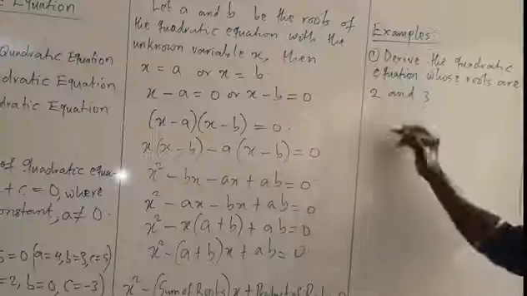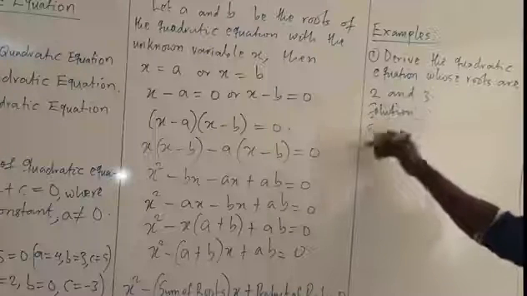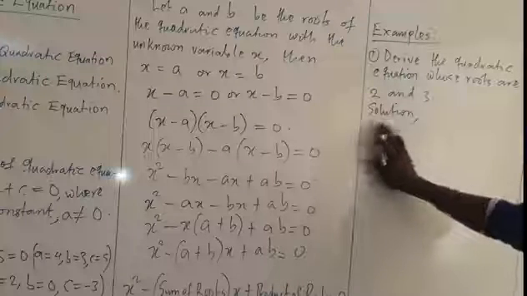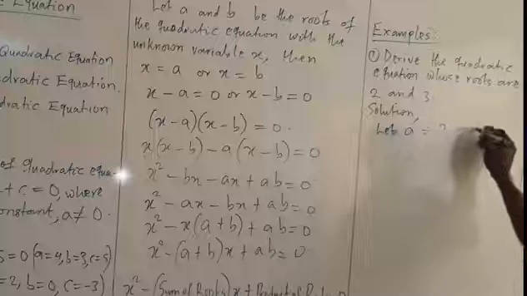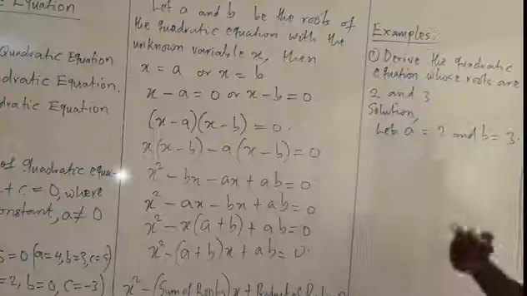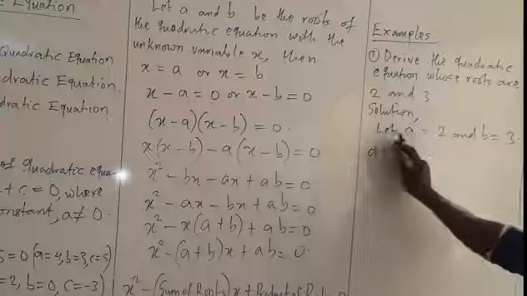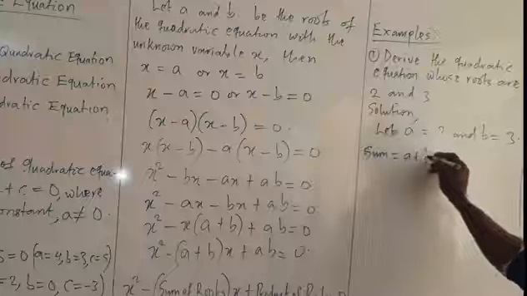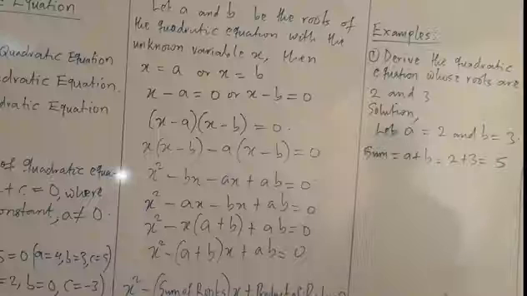So here, the first thing to do is to represent the solution. So represent the first root as a. So you say let a equals 2 and b equals 3. So the first thing to do, now look for the sum of the roots. So what will be the sum of the roots? That is a plus b, which is equal to 2 plus 3. And what is 2 plus 3? 5. So that is the sum of the roots.